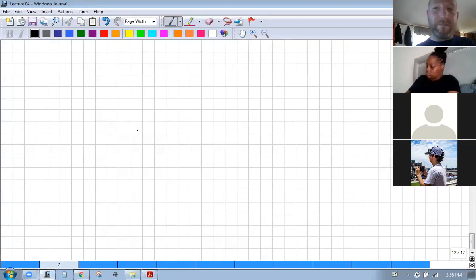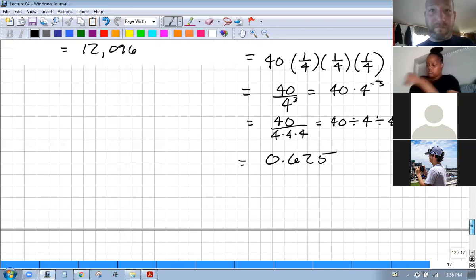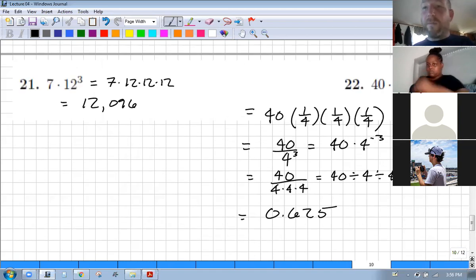For 22, why is it a negative exponent? Because we're dividing by 4 3 times. Okay. Oh, negative means divide. Yeah. Okay.